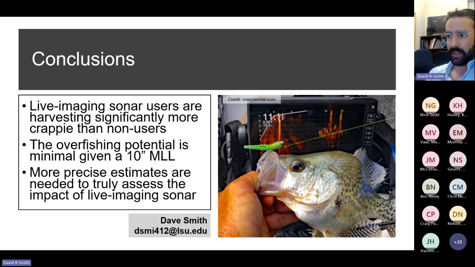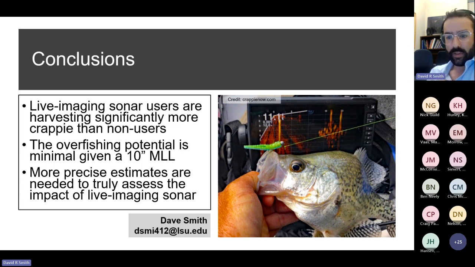But with crappie, we saw increased harvest rates that might potentially affect the fishery related to that. And we didn't see those increased harvest rates with those other species. So all that to say is there's still a lot to unpack and go through with this data. And I think that there are some interesting questions like that, especially with gar and paddlefish and catfish.